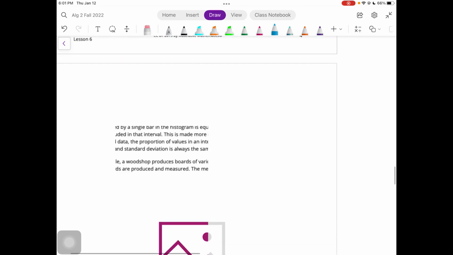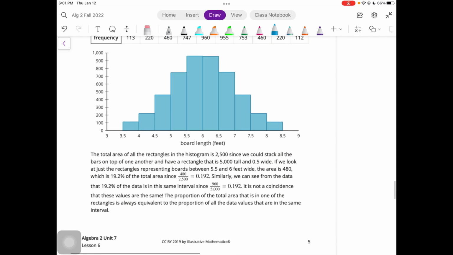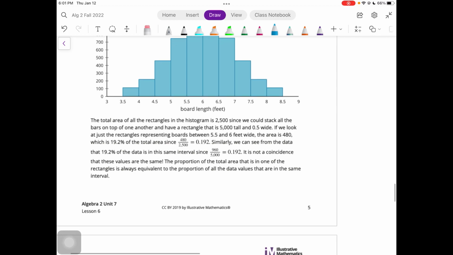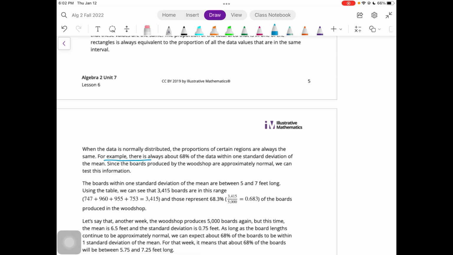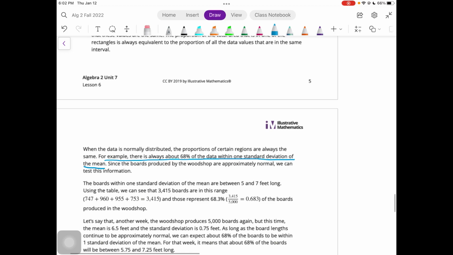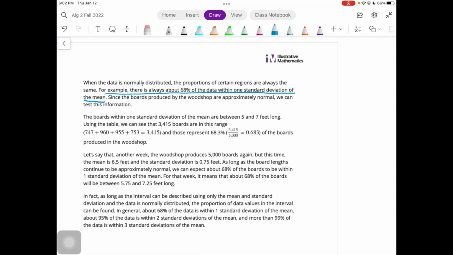All right, and then you can take a look at the summary. We have a normal distribution, and the key takeaways, I think, are that there will always be about 68% of the data in a normal curve within 1 standard deviation, and then within 2 standard deviations, it's going to be 95%.